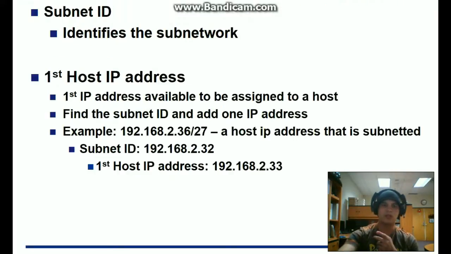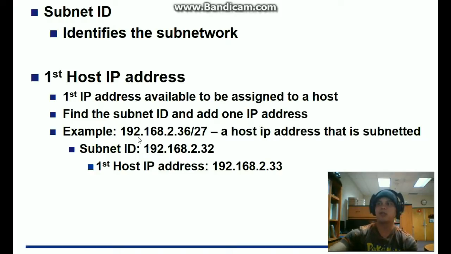All right. So subnet ID or the network ID, however you like to call it. I like to say subnet ID because that means I'm talking about a specific subnet, not a classful address as a whole. So basically, it identifies the subnetwork. First host IP address is the first available address to be assigned to a host. So how do you get this address? Well, you find the subnet ID of it, which we know how to calculate. You just add one IP address to it. That's the first available host address.